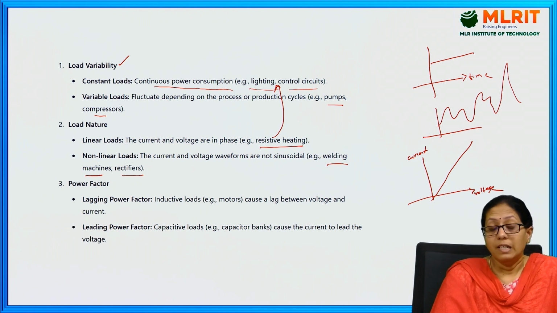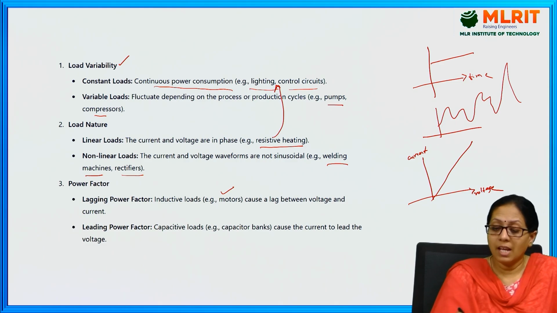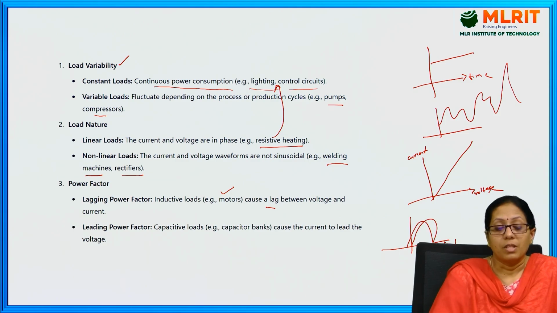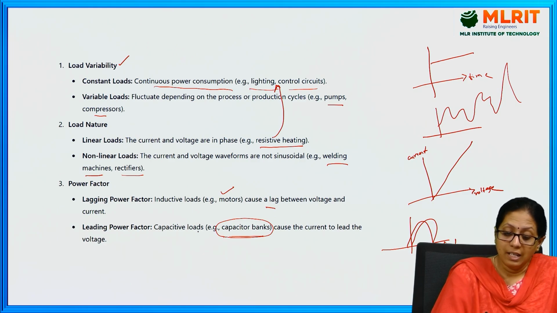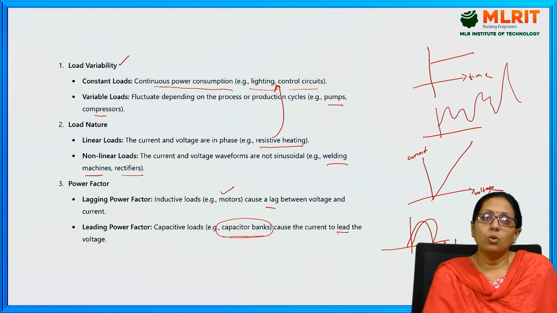Power factor: you have leading power factor as well as lagging power factor. The inductive loads, for example motors, can cause a lag between voltage and current. That means the voltage waveforms as well as current waveforms will not match each other. Next one is leading power factor. Capacitive loads, for example the capacitor banks. As I said previously, in order to correct the power factor, we will be using the capacitor banks, and these capacitor banks will cause a lead to the voltage. So, these are the different types of loads.